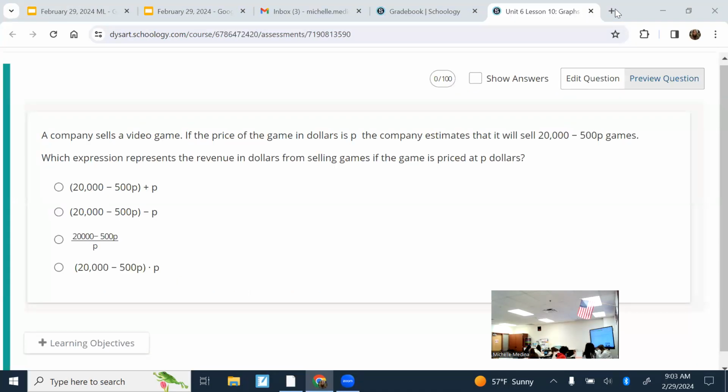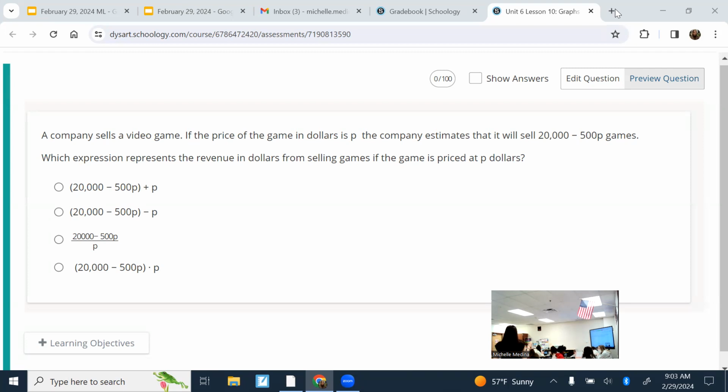Lesson 10 practice number 6. A company sells a video game. If the price of the game in dollars is P, the company estimates that it'll sell 20,000 minus 500 P games. Which expression represents the revenue in dollars from selling the games if the game is priced at $2?